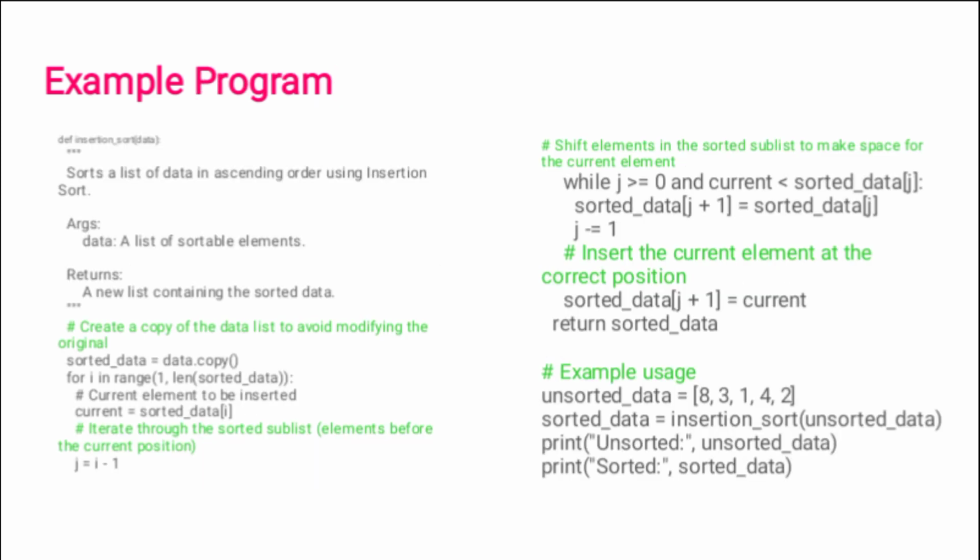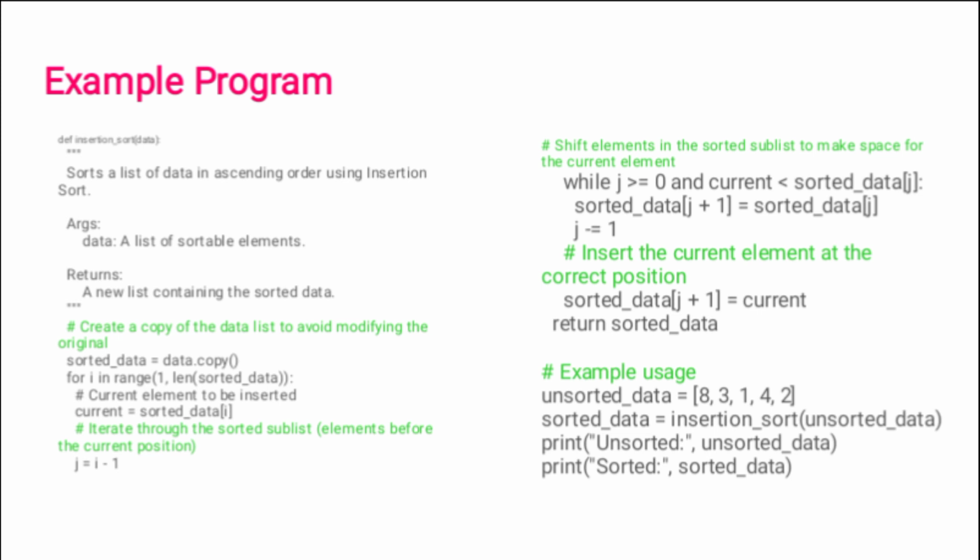Here we have one simple example program using insertion sort. Here the insertion sort function takes a list of data as input. Then it creates a copy of the data list to avoid modifying the original during sorting. It iterates through the list starting from the second element, that is index 1. The first element is considered a sorted sublist of size 1 by itself.